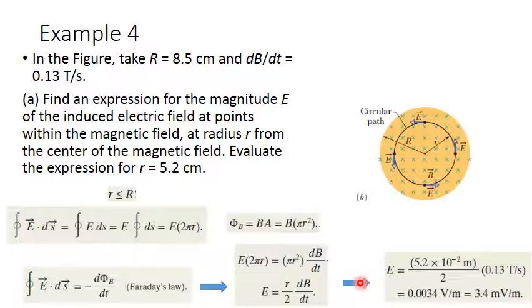It should be noted that inside the region of the magnetic field itself, the electric field is proportional to r. So as long as I am moving away from the center of the region of the magnetic field, the electric field increases linearly. Okay?